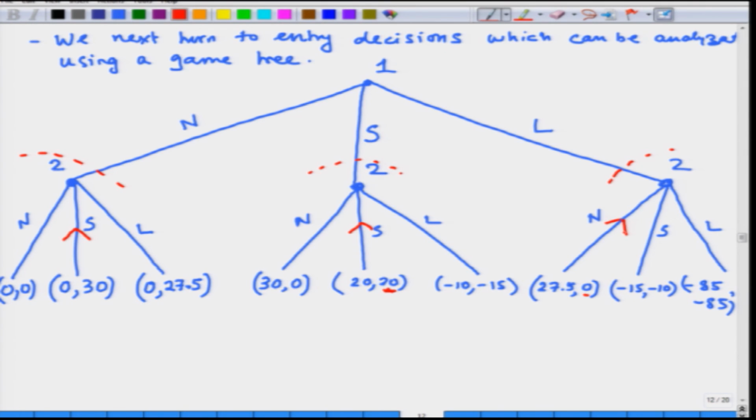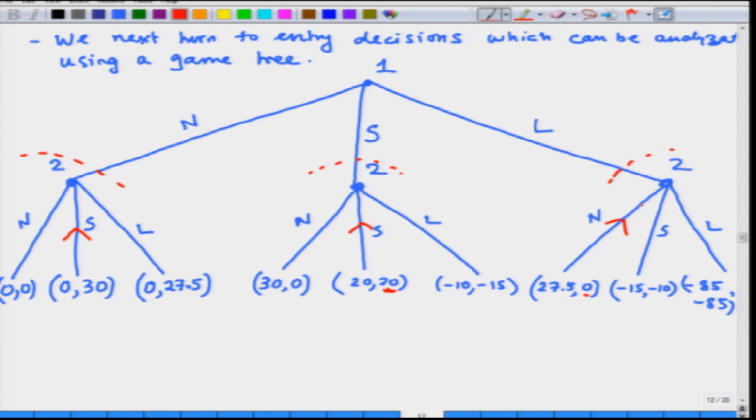So now we have a scenario where in stage 2 we have analyzed each one of the subgames and we figured out that if firm 1 decided to not enter, firm 2 would build a small capacity. If firm 1 decided to set up a small capacity, firm 2 would respond also by entering and investing in a smaller capacity, and if firm 1 decided to build a large capacity, then firm 2 would decide not to enter at all.